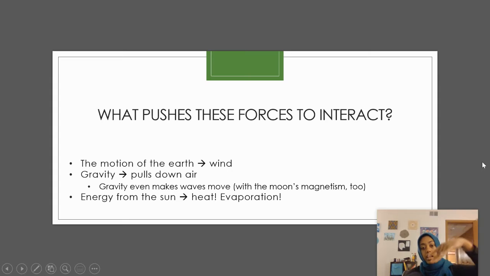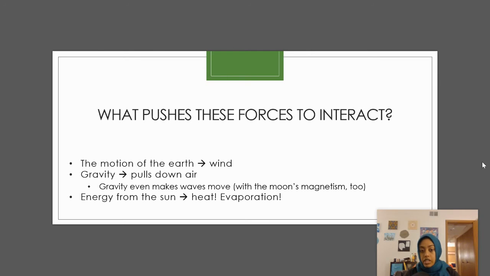So energy from the sun provides us with all of the energy that we have, right? It contributes to, not cellular respiration, but photosynthesis. It's the reason we have food, and it's also the reason that we have heat on this earth. And with heat comes evaporation, it comes movement of gases, energy in our gases.